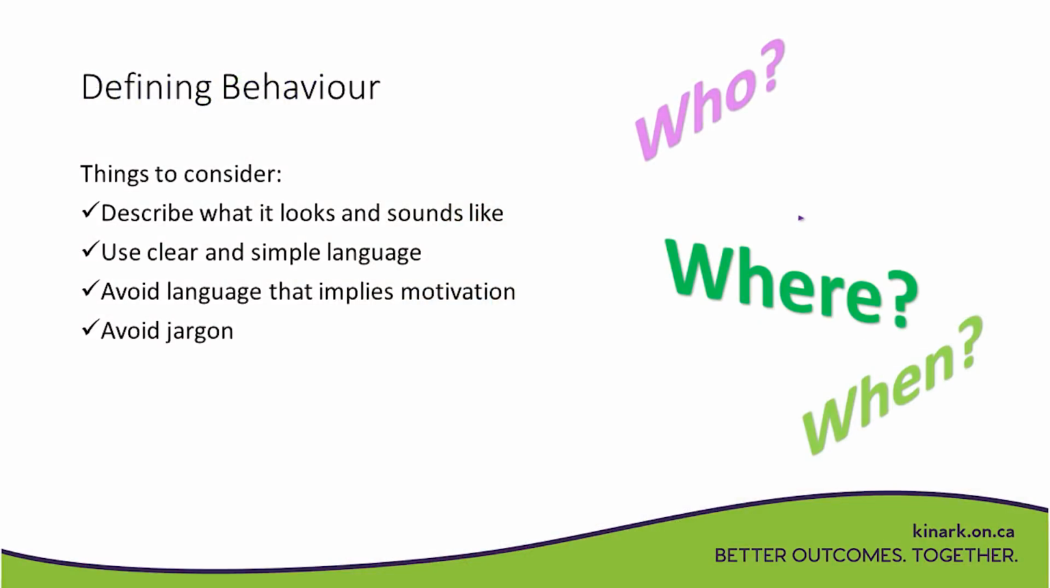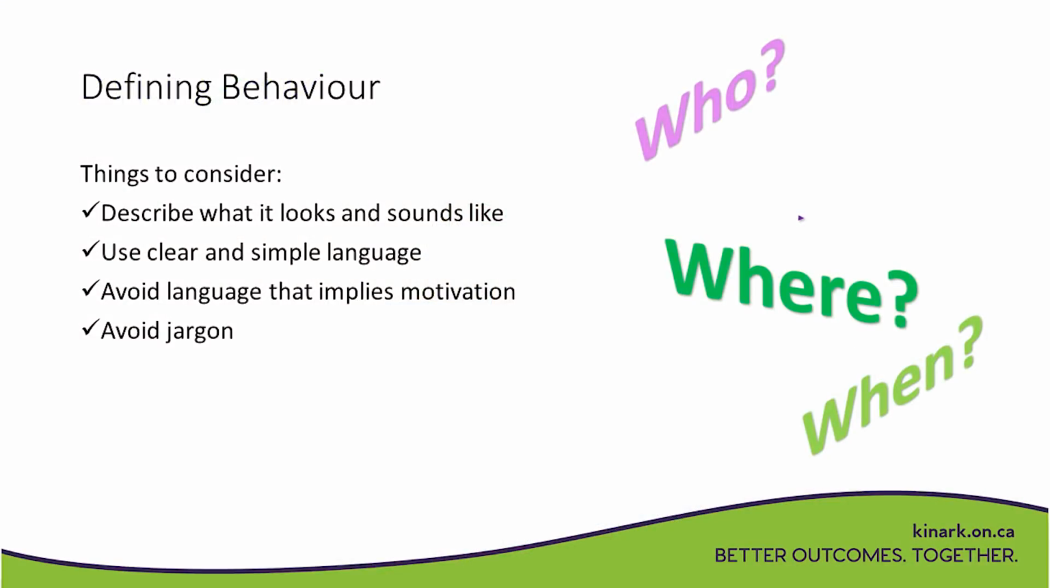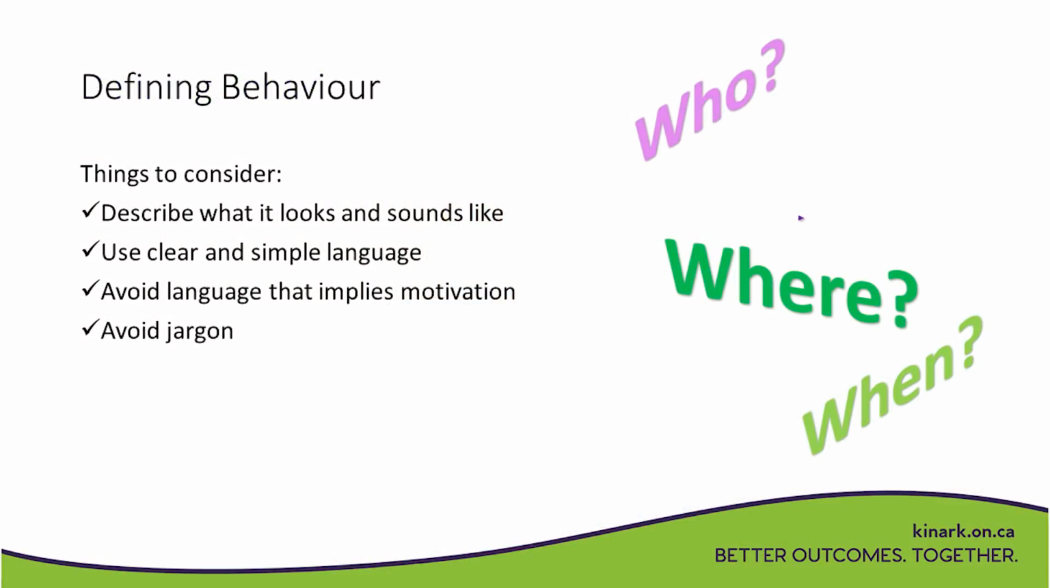When we define behavior, we describe what the behavior looks and sounds like. For example, he sits in the corner of the gym facing the wall during basketball games. We also use clear and simple language, and we avoid language that implies motivation. We would never say, he won't participate because he hates gym. We avoid using jargon or words that are difficult to understand in our definitions.